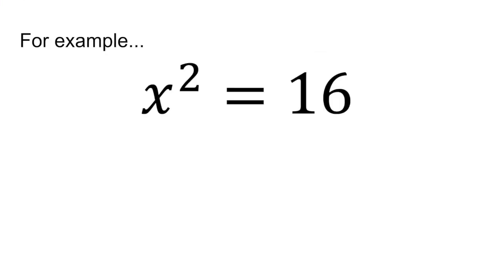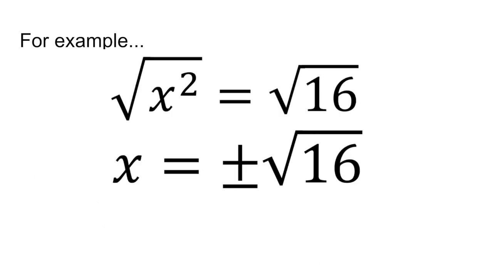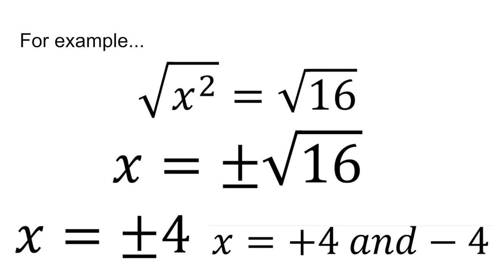For example, if we have x squared equals 16, we can take the square root of both sides and get the square root of x squared equals the square root of 16. Or, to put it more simply, x is equal to plus or minus the square root of 16. Now that means we have 2 solutions. Do you know what the square root of 16 is? What number, when you multiply it by itself, do you get 16? Well, there are 2 of them, 4 and negative 4, which you could write as plus or minus 4, or you could write x is equal to positive 4 and negative 4.